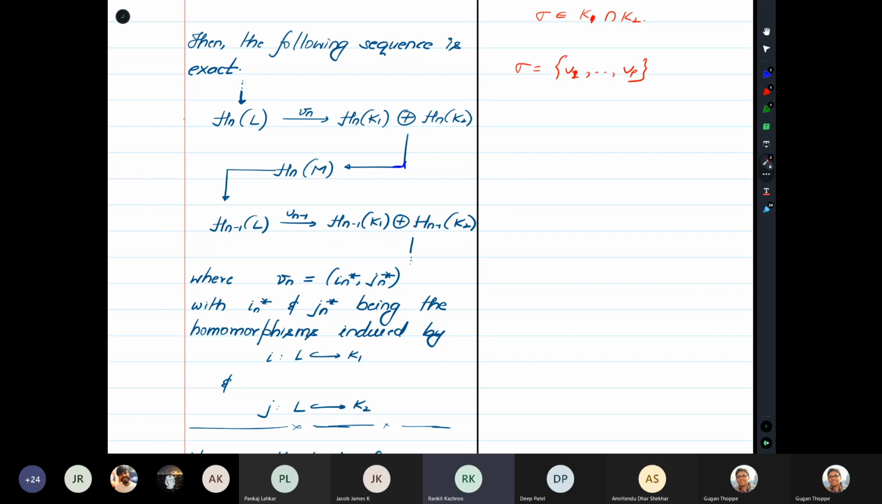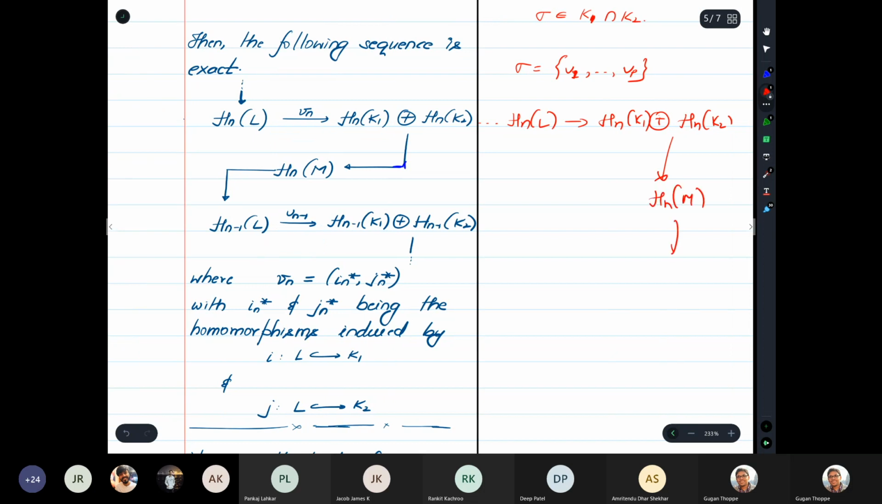Sir, what do you mean by saying the following sequence is exact? Okay, so first of all, do you agree it's a sequence? I have written it in some complicated manner, but at the end of the day, I hope you agree that you can start with Hn of L, you can go to Hn K1 direct sum Hn K2, and then you can go to Hn of M, then you can go to Hn minus 1 of L, then you can go to Hn minus 1 K1 direct sum Hn minus 1 of K2, and you can keep doing this. Is this okay? So first of all, do you agree that there is a sequence, Rankit?